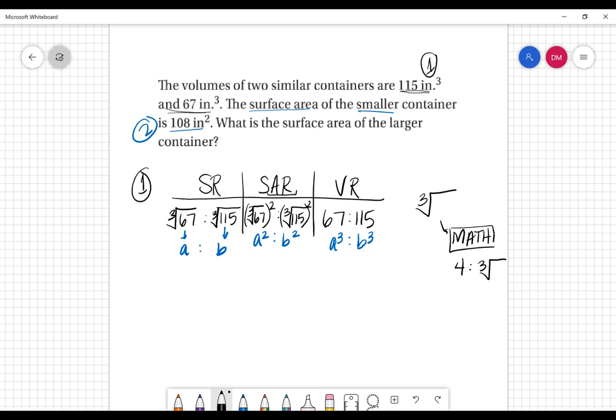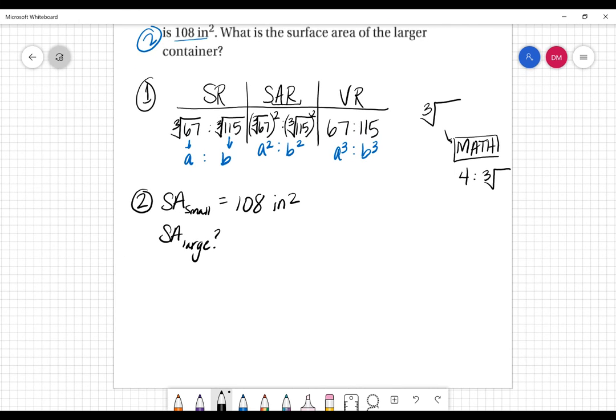So now that I have my ratio table, we're on to step 2. Step 2 is that we know the surface area of the smaller container is equal to 108 inches squared, and we want to know the surface area of the larger. So we're going to do our proportion here. Because we are talking surface areas, we are using our surface area ratio. Again, not a trick question here. You have to use the surface area ratio for this.